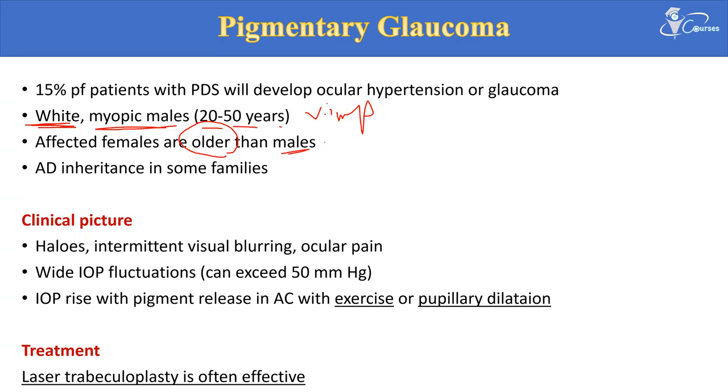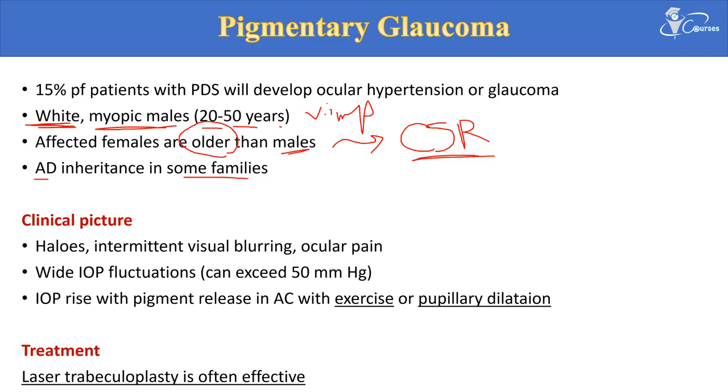This is the same as a disease that we are going to discuss in the retina, called CSR, or central serous chorioretinopathy. It's more common in males and in young age groups, but if it affects females, they will be older. Also, it can show autosomal dominant inheritance in some families, and this has also been asked before in the exams.